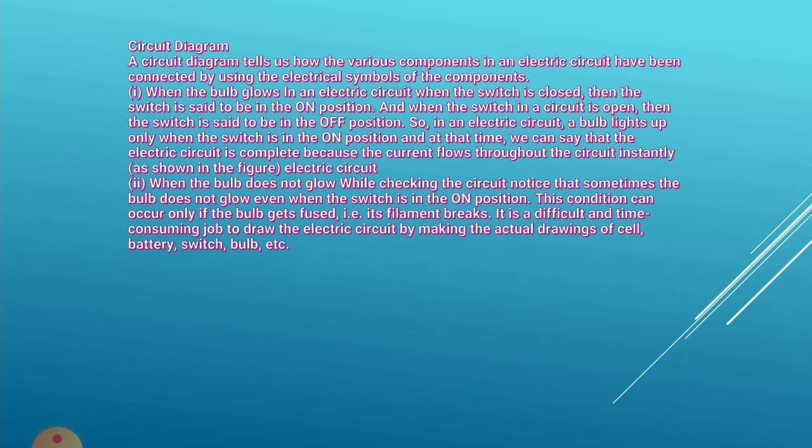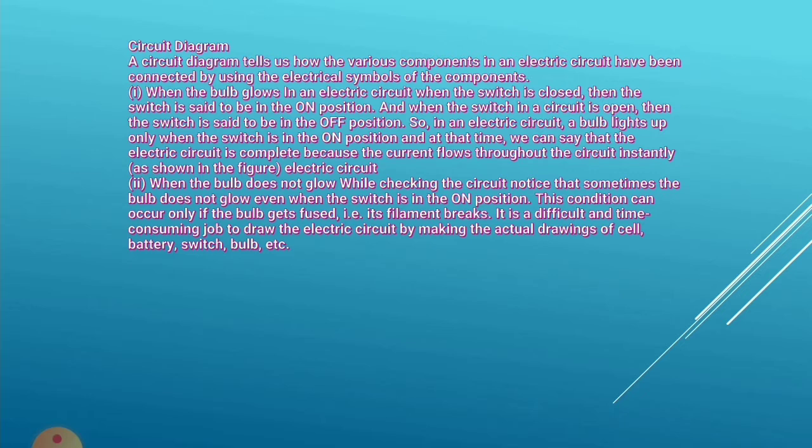So, let's learn deeper about that diagram. Circuit diagram. A circuit diagram tells us how the various components in an electric circuit have been connected by using the electric symbols of the components. When the bulb glows in an electric circuit, when the switch is closed, then the switch is said to be in on position. And when the switch in a circuit is open, then the switch is said to be in an off position.